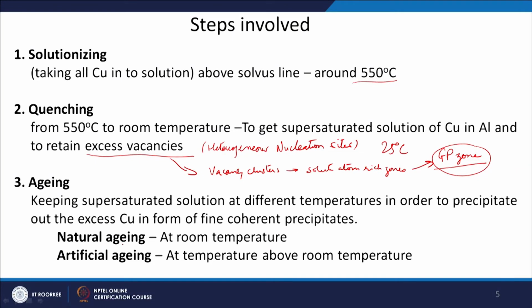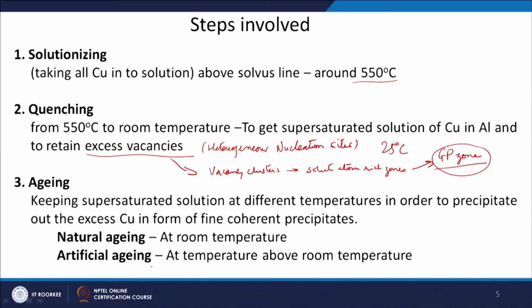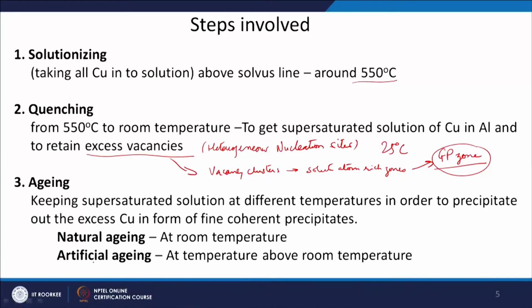Now, aging can also be of two types. One is natural aging, which can be done at room temperature. After quenching you just keep it at room temperature for a sufficient amount of time, then all these precipitates will form. So you will have natural aging. If you are not doing it at room temperature, but at any temperature above room temperature, then it is done artificially. So it is artificial aging, at a temperature above room temperature, okay.